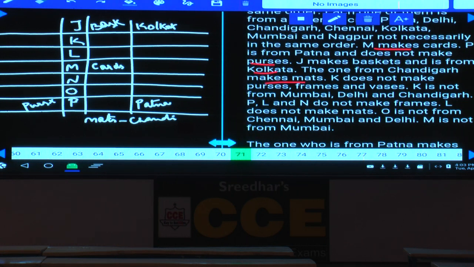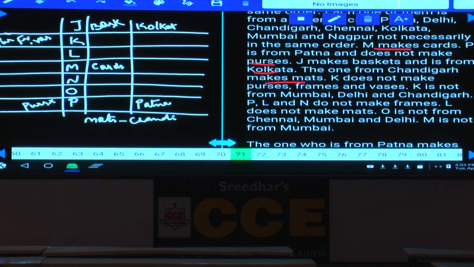K does not make purses, frames and wages. Now, this K does not make any one of these. Purses are ruled out, frames are ruled out, wages are also ruled out. And at the same time, basket and cards were also ruled out. Why? Because J is basket and M is cards. Five were ruled out. Now we are left with the remaining two. What are the remaining two? Either mat or hat. Are you following this one or not?